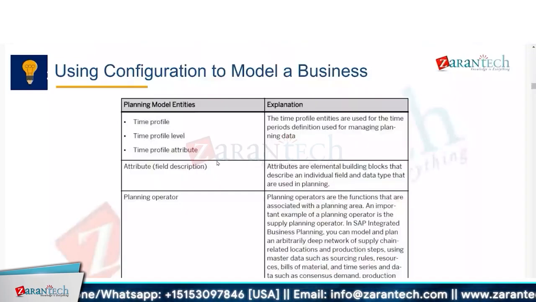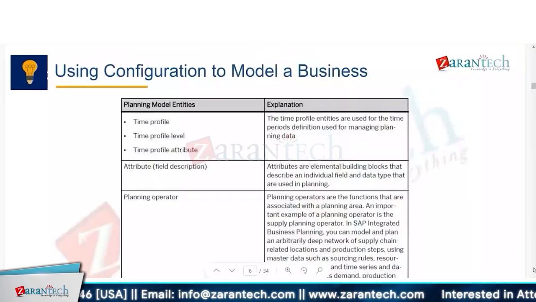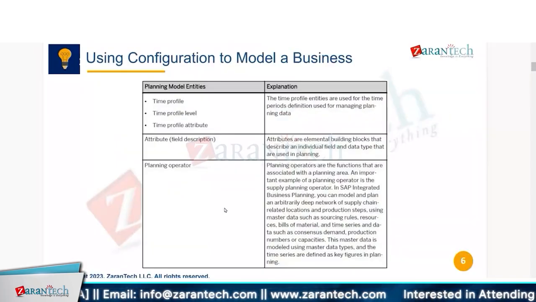So just remember one thing, attribute is nothing but an individual field in the SAP. It's basically the name of the column, you can consider. Next one is planning operator. So planning operators basically are the functions that are associated with the planning area.